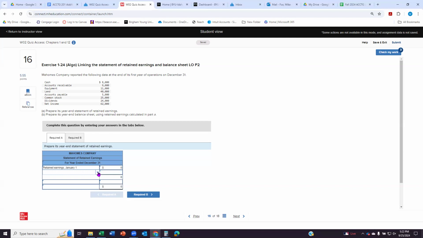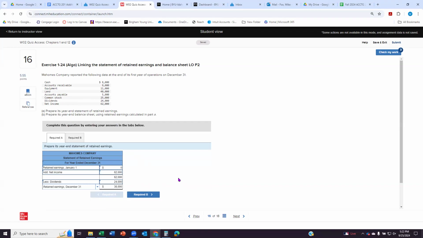And then we always add the net income, and it tells us the net income was $62,000. Then we'll subtract the dividends. It tells us the dividends are 24,000. And so our retained earnings at the end of the period, as of December 31st, will be $38,000.